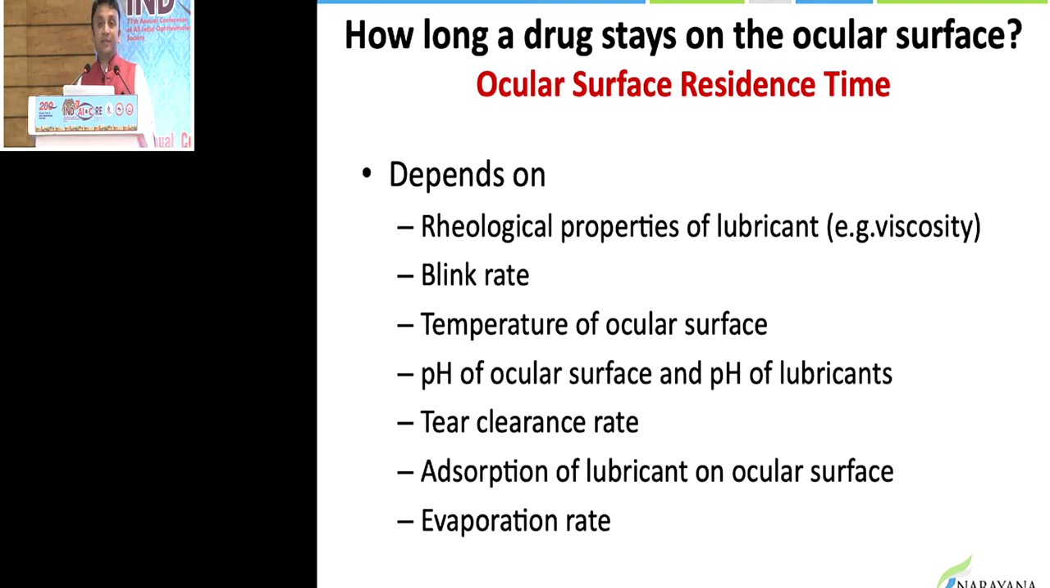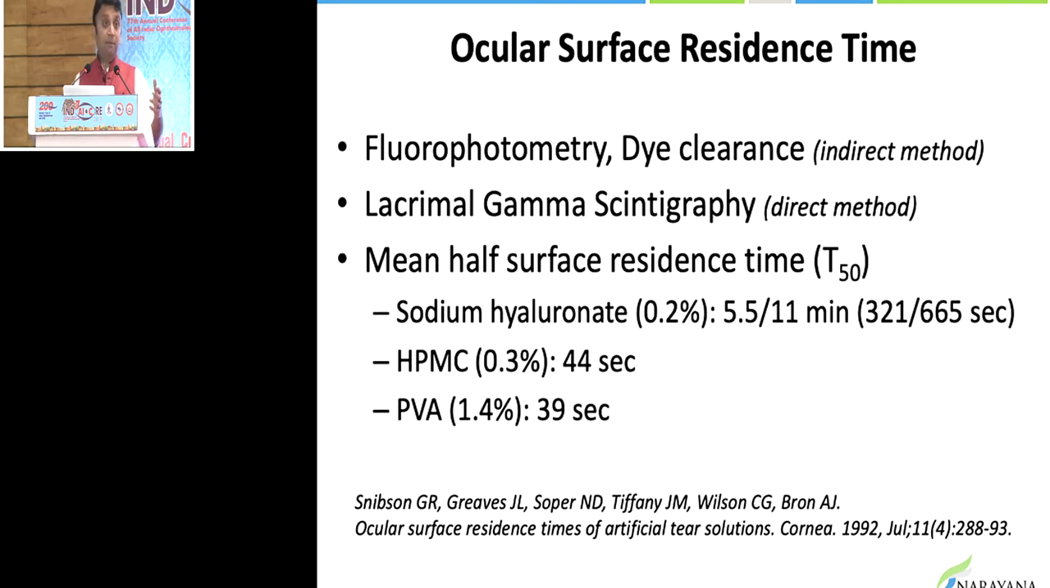Also, remember one more concept called ocular surface resident time. That means, when you put a drop on somebody's eye, how long it's going to stay on that person's eye. This holds true for everything, not just for lubricants, for antibiotics, for every eye drop which you put, you must know the ocular surface resident time of the drop. It depends on many things. It depends upon viscosity, blink rate, tear film turnover, temperature, pH of the surface, how the molecule absorbs or adsorbs to the surface, and the evaporation rate. So many properties decide how long the drop will stay on the surface.